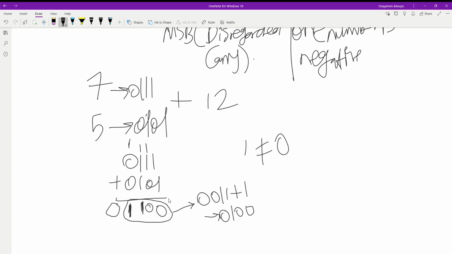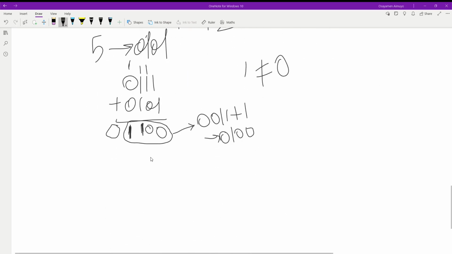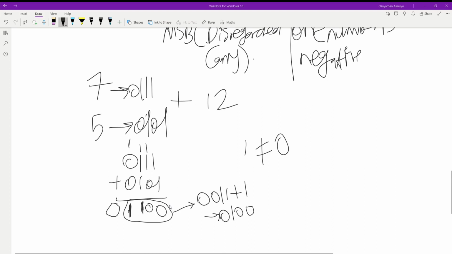And also something to add, whenever you have overflow, the resultant value that you get is usually not representative of your answer.